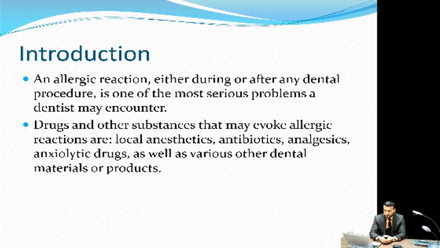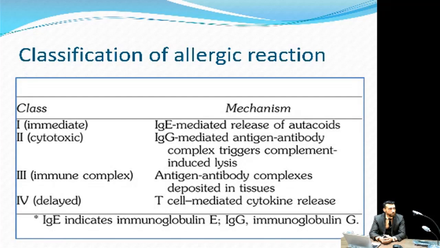Drugs are the most common cause of urticarial reactions in adults, while food and infections are the most common cause of these lesions in children. The allergic reaction is classified into 4 types according to their mechanisms. It is called the Gell and Coombs classification of hypersensitivity or allergy reactions.